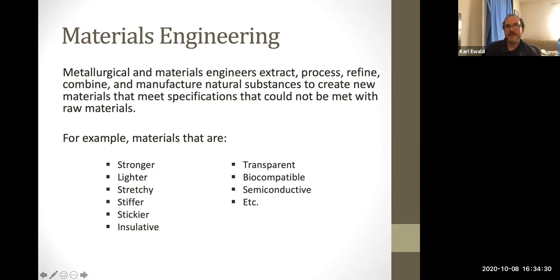Materials engineering and metallurgical engineering are more about extracting, processing, refining, combining, and manufacturing natural substances to create new materials and meet specifications that would not be met with raw materials. Okay, so what does that really mean?